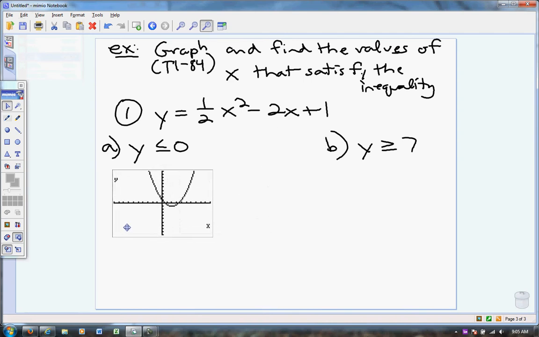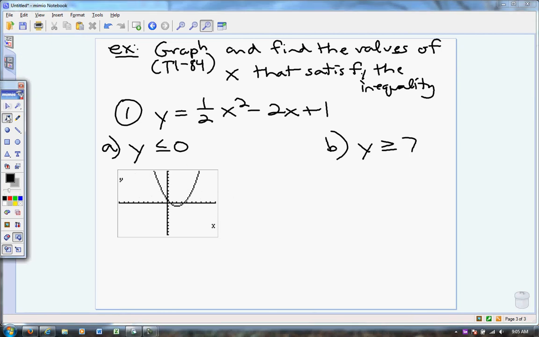If I'm going to answer part A, part A is asking where is it negative, right? Isn't that what it's finding out? Well, it's negative right in here. Okay, that's where it's negative. We want the x values where it's negative. So all we have to do on this problem is calculate the zeros.